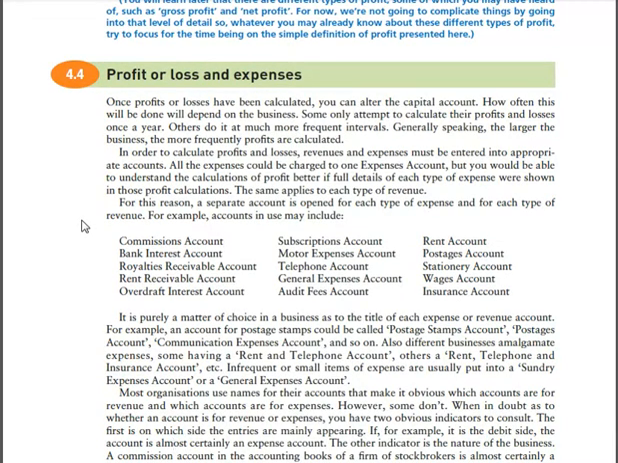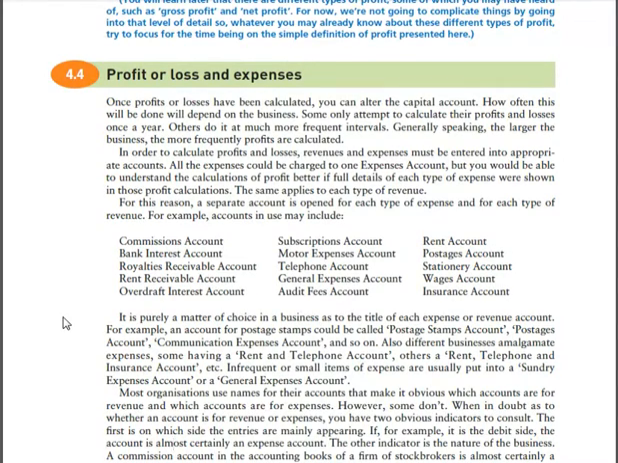So in order to do that a company would maintain different accounts separately to make it easy for them to record different items of income and expenses so that there is no confusion, and then towards the end it would be aggregated. So some examples of income and expenses accounts or revenue and expenses accounts are explained here: commission account, bank interest account, royalties receivable account, rent receivable, overdraft interest, subscription account, motor expenses account, and extractor.